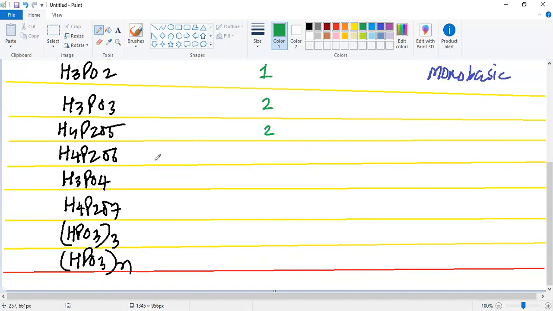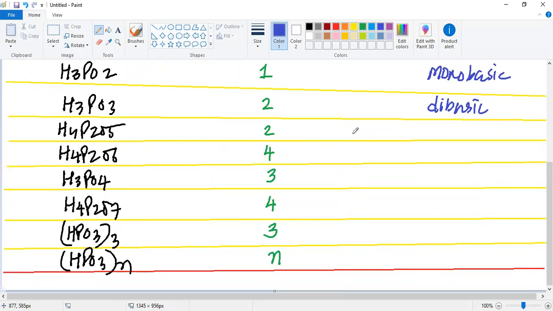In the case of H4P2O6, we will have 4 P-OH bonds present. In the case of H3PO4, we have 3 P-OH bonds present. In the case of H4P2O7, we will have 4 P-OH bonds present. In the case of (HPO3) thrice, we have 3 P-OH bonds present. And in the case of (HPO3)n, we have n P-OH bonds present.